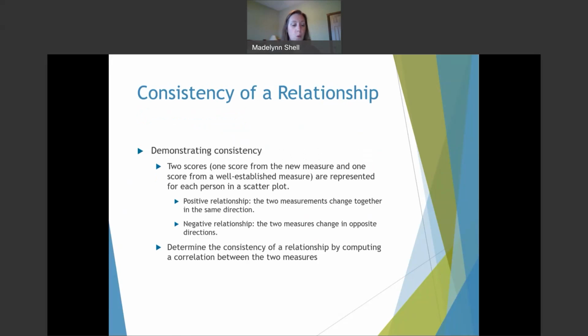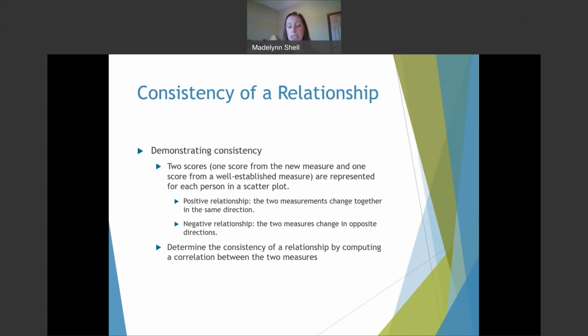And so one issue that we look at is the consistency of a relationship. Okay, so we need to determine the consistency of a relationship by computing a correlation between two measures. So we take two scores, one score from each measure. For example, we have one individual who takes a new measure and a well-established measure. And so we have their score on the new measure and we have their score on the well-established measure. And we plot one point per person in a scatter plot. And what we look for is a consistent pattern.